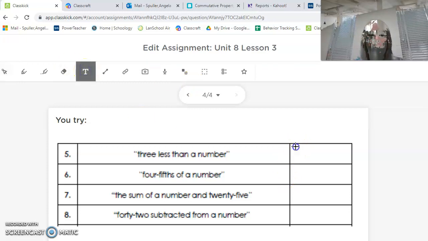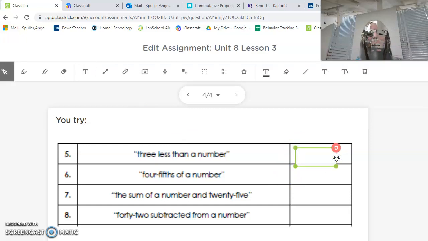All right, for this one, you should have said 3 less than a number. So a number starts us out, and then we're taking 3 away because we want the number to be less. Okay, so n minus 3.